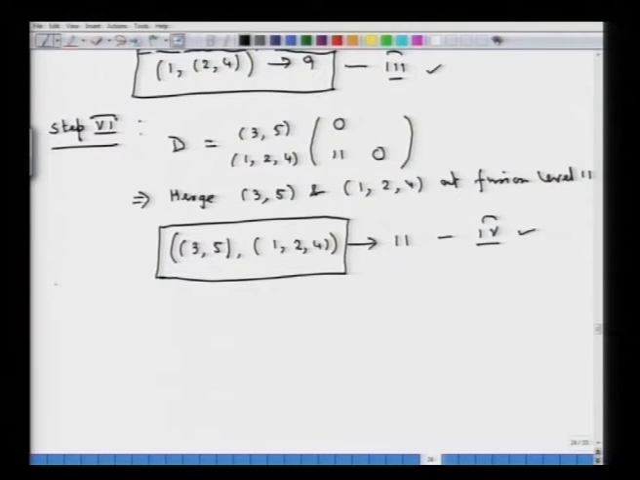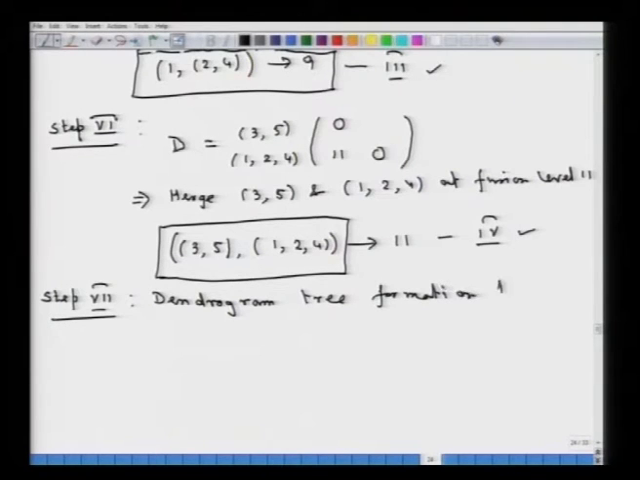Then the last step of this algorithm is to draw the dendrogram diagram. Step 7 is the dendrogram diagram, or the dendrogram tree formation, to give these hierarchical clusters. Let us do that on the next slide here.